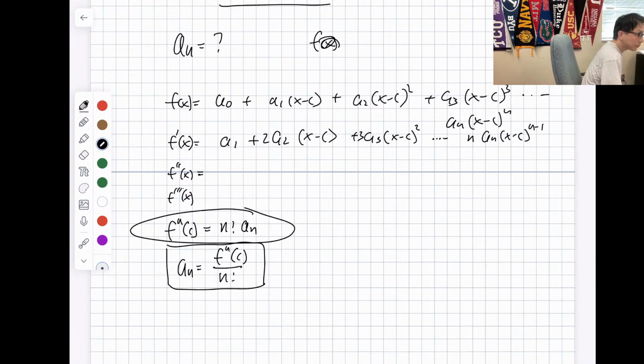Wait, so why is it f to the n of c? Because I have to plug in c. I will have some type of center. We're going to have some type of center later. But c, in this case, we just do 0.